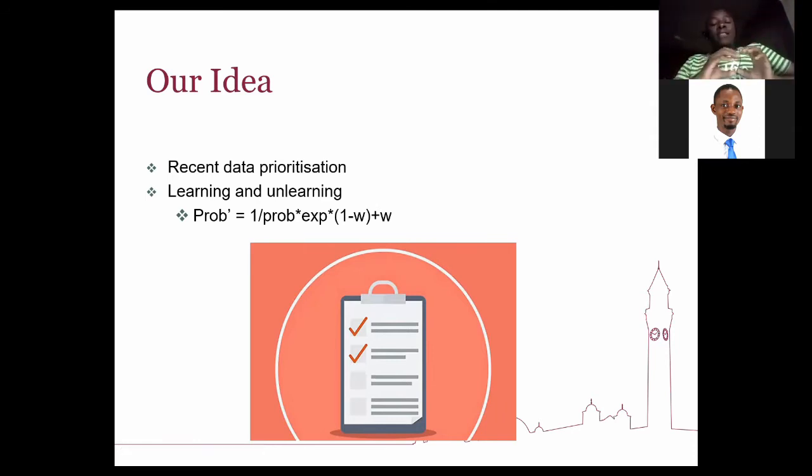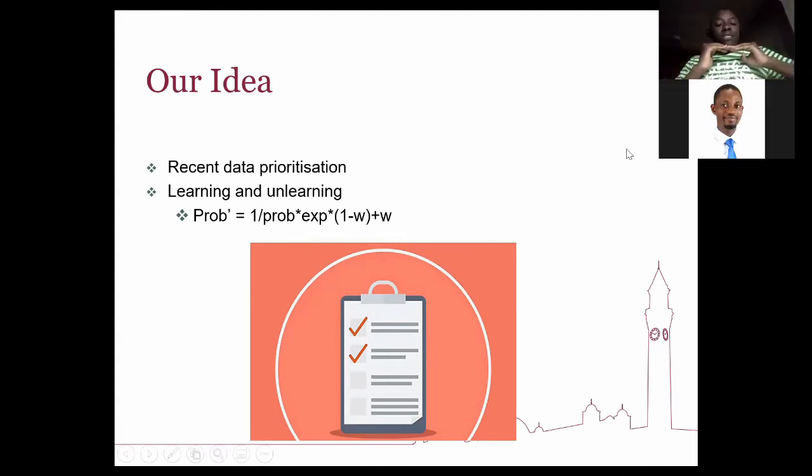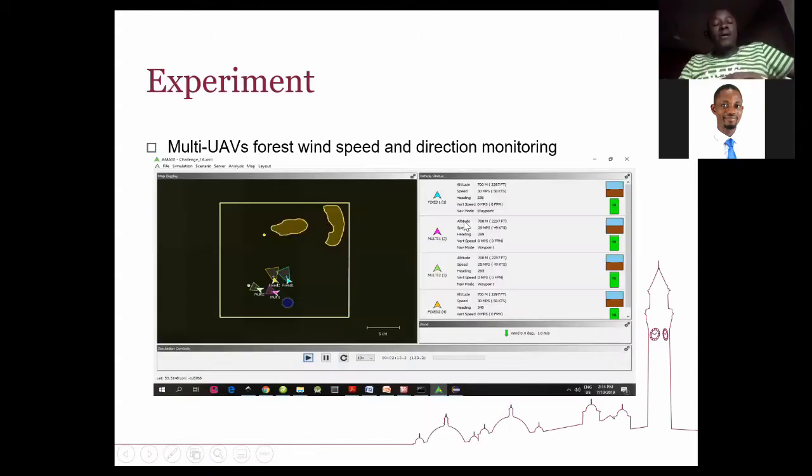So our idea is to prioritize recent cases over older cases. Indirectly, we are trying to learn and unlearn some of this data. So most recent data have higher priority than older data. So when you present them to the Bayesian learning algorithm, it will be weighting the recent data heavier than the older data.